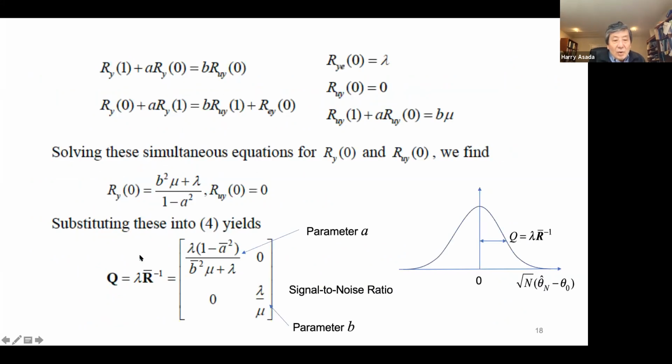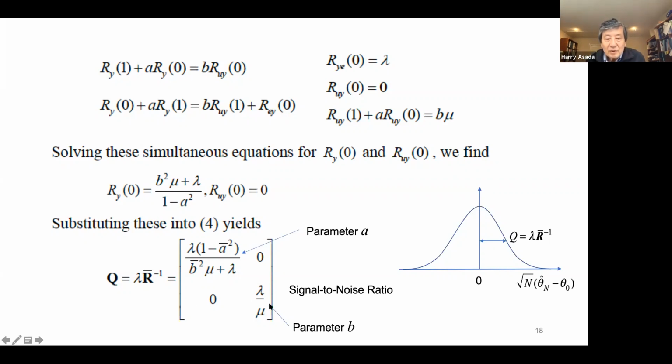Okay, so R inverse, basically this one gives the diagonal matrix. So yeah, this RY0, basically here, take the reciprocal of this and then multiply this lambda, we get this expression. And then this is a 0, RUY0, the 0, so putting here. And this guy is RU0, and that's actually mu, and then taking the inverse, 1 over mu, and then multiply lambda, we get lambda over mu. Okay, so how do we interpret this?